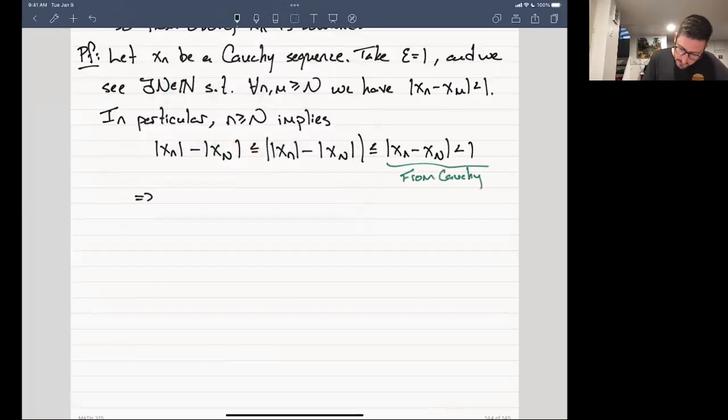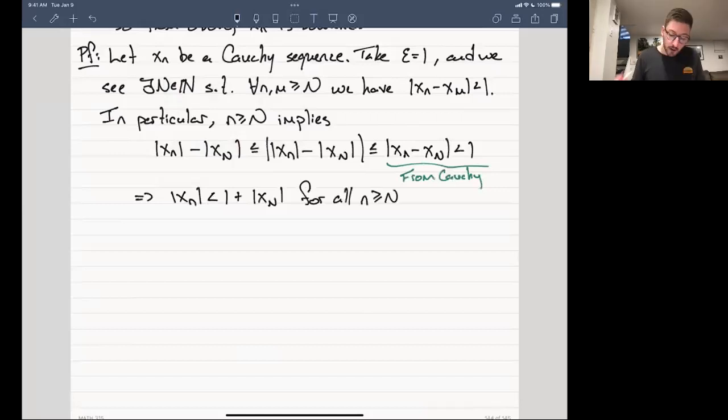But if I rearrange this, this gives me each |xn| is less than or equal to, well, it's actually strictly less than, but it doesn't really matter, 1 plus the absolute value of xN for all n greater than or equal to N. So what I've done here is I've bounded infinitely many of the elements of the sequence, everything beyond capital N. If capital N is 3, every element beyond 3 is bounded by 1 plus the element at 3. If capital N is 1,000,000, then every element beyond 1,000,000 is bounded by 1 plus the millionth element of my sequence.